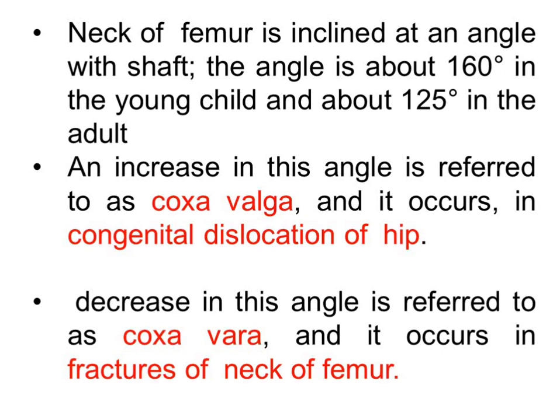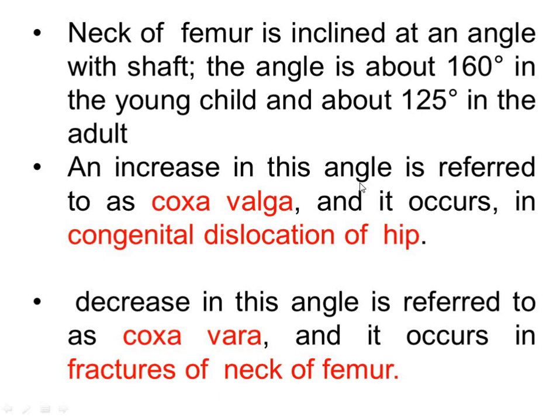What are the clinical aspects of diseases of the hip joint, or the clinical anatomy, or the applied anatomy? The neck of the femur, I told you, you can compare the shape of the head and neck of the femur with a light bulb. The neck of the femur is inclined at an angle with the shaft, and the angle is almost 160 degrees in young children, and by adult life it reduces to 125 degrees.